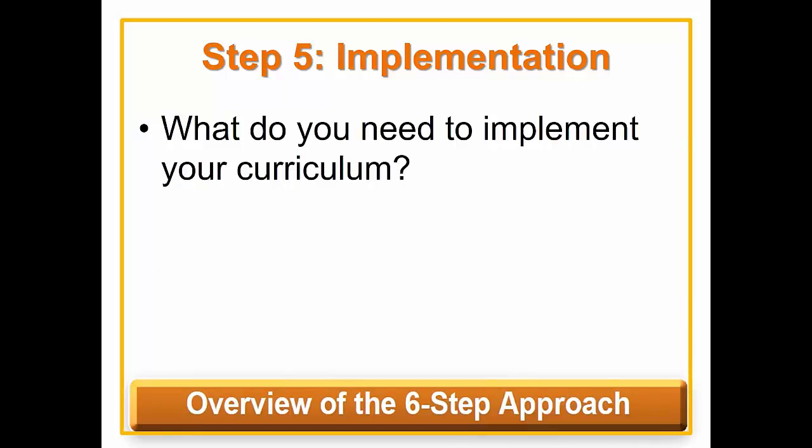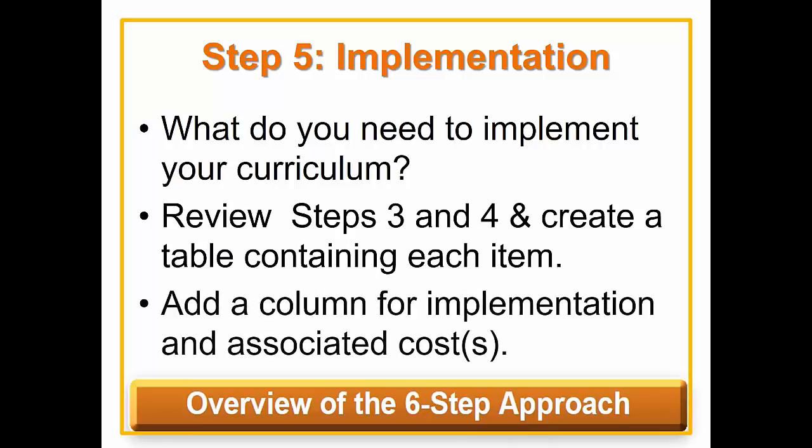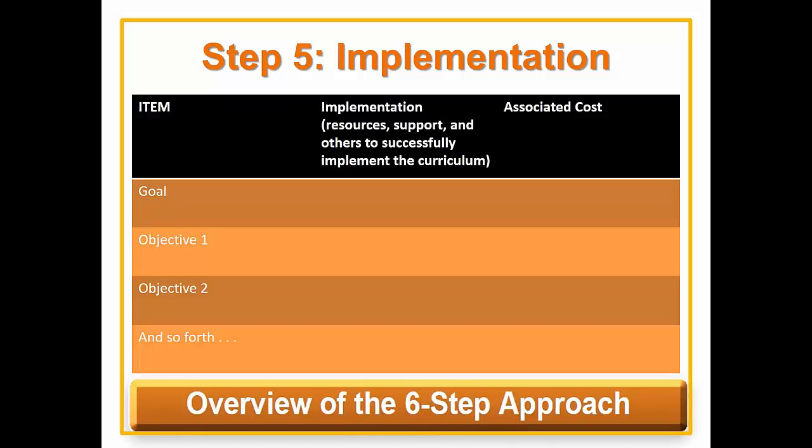What do you need to implement your curriculum? Review steps 3 and 4 and create a table containing each of those items. You can add one column for implementation and a column for associated costs. And here's an example of a table.